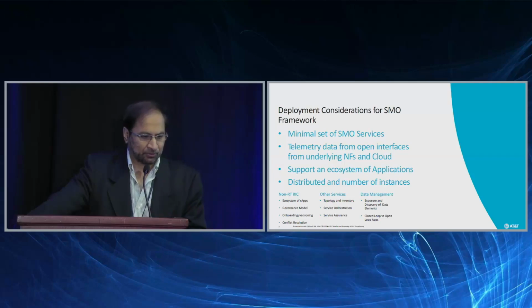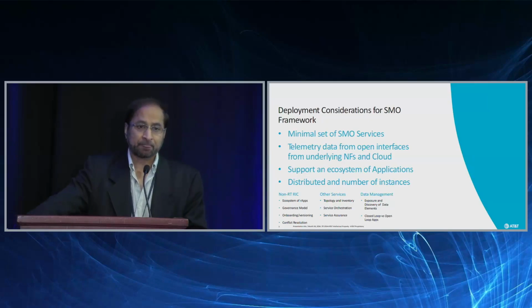I've covered service orchestration and service assurance, but then there are two other essential services. I call them DME and SME. That is what enables rApps to discover what data elements are available and still make it vendor agnostic. Because unless you have a very good way of defining those data types that would be available, rApp vendors cannot really develop their apps and hope that they can run on every network.